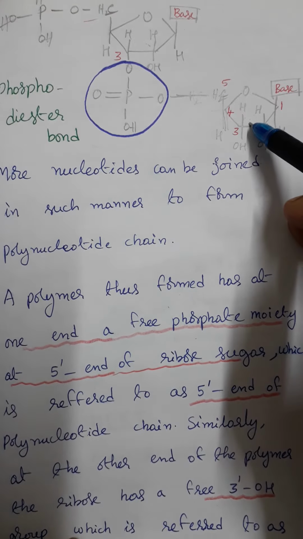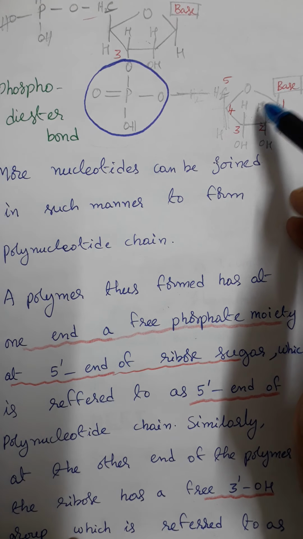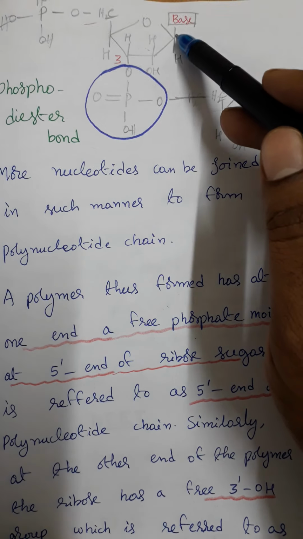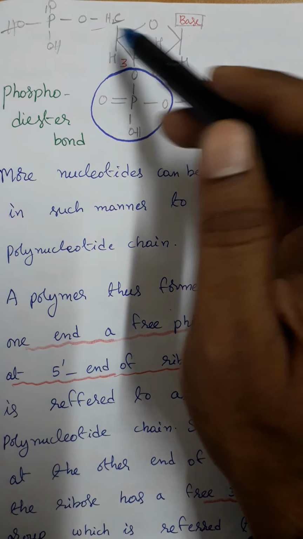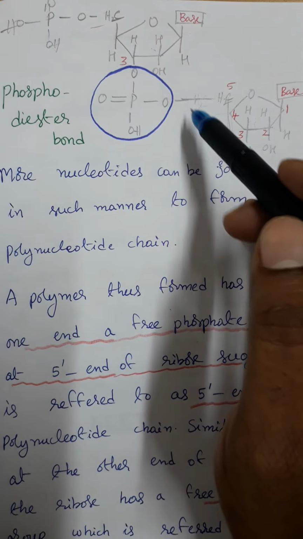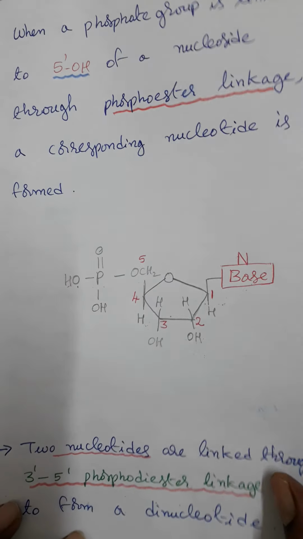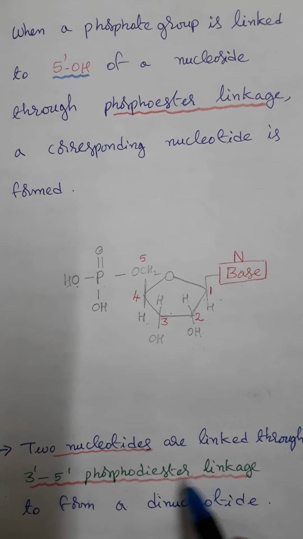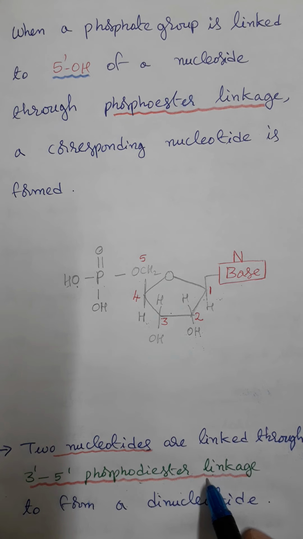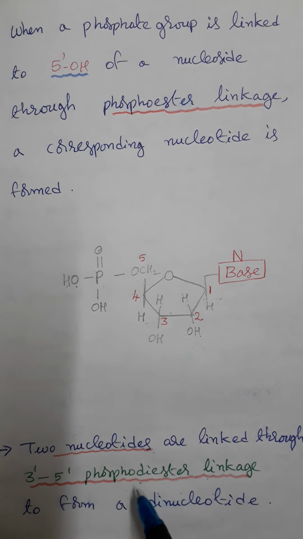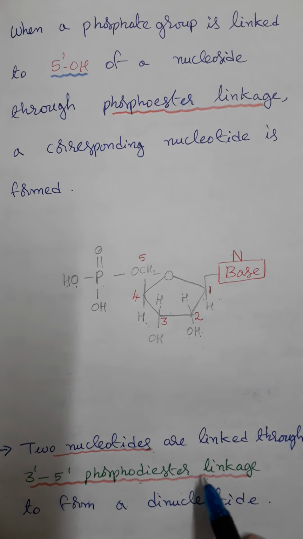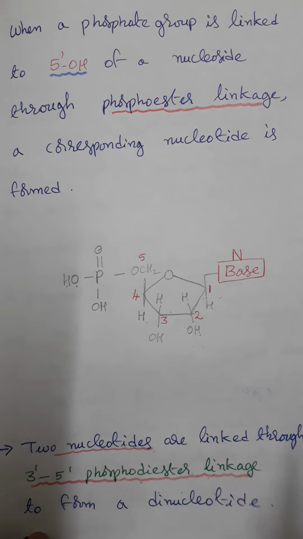This is one nucleotide: base, sugar, phosphate. Then base, sugar and phosphate. In between two nucleotides, a phosphodiester bond is present. Phosphodiester linkage, phosphodiester bond. Two nucleotides are linked through 3', 5' phosphodiester bond.